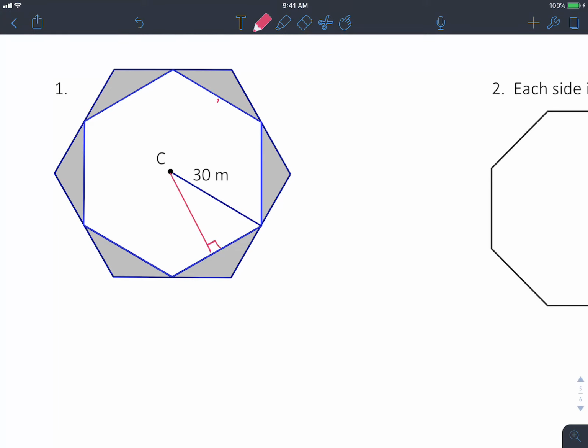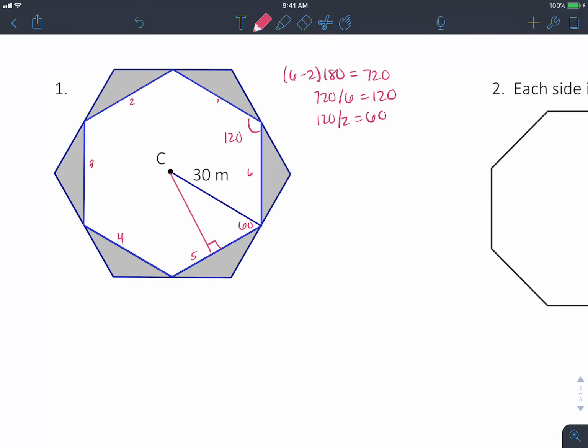So the inside one has 1, 2, 3, 4, 5, 6 sides. So we're going to have 6 minus 2 times 180, which is going to give us 720. 720 divided by 6 is going to give us 120. So that means the angle here is 120. 120 divided by 2 is going to give us 60. So this angle here is 60.